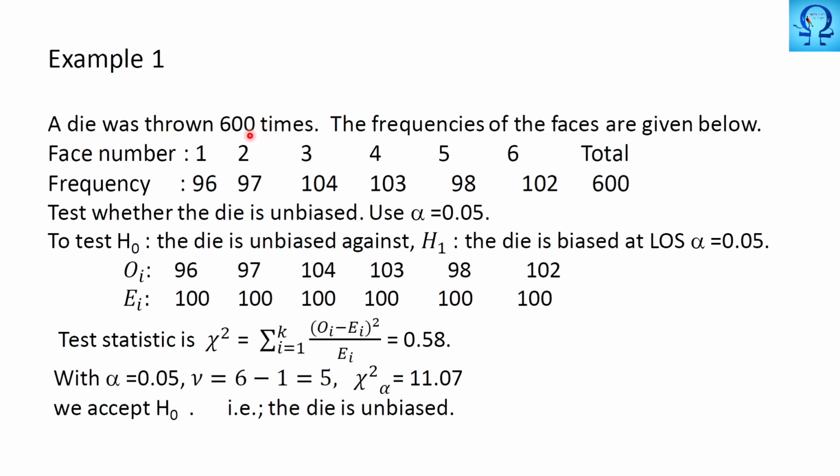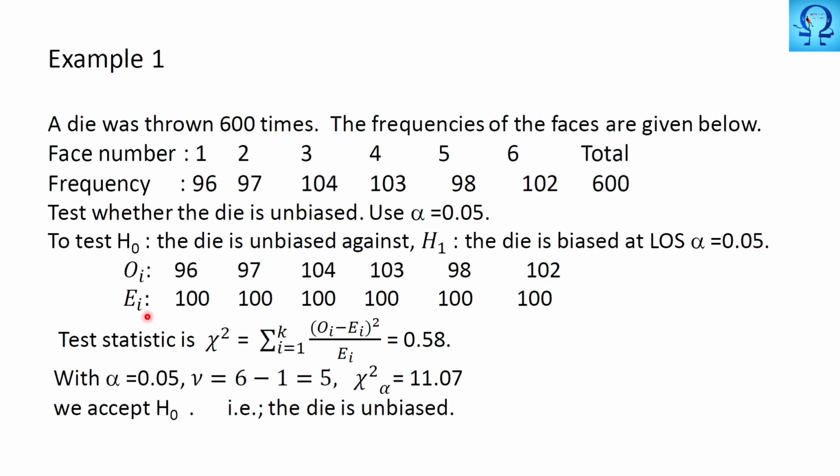A die was thrown 600 times. The frequencies of the faces are given below. There are six faces, and 96 times one happened, 97 times two happened. Likewise, it is given, and the total is given to be 600. We have to test whether the die is unbiased or not, and we will use a 5% level of significance. So the null hypothesis is that the die is unbiased against the alternative that the die is biased, at level of significance 0.05.